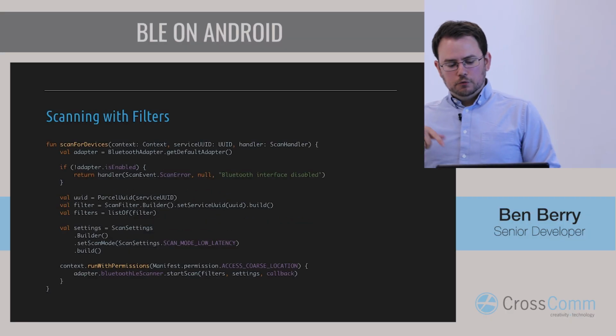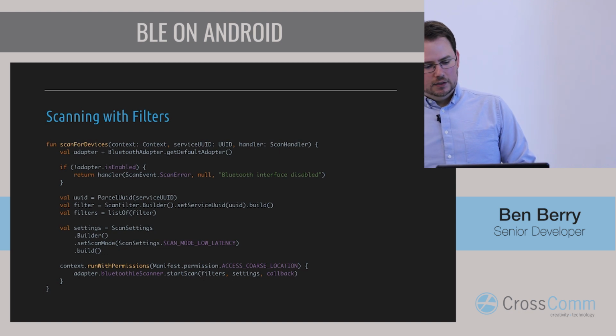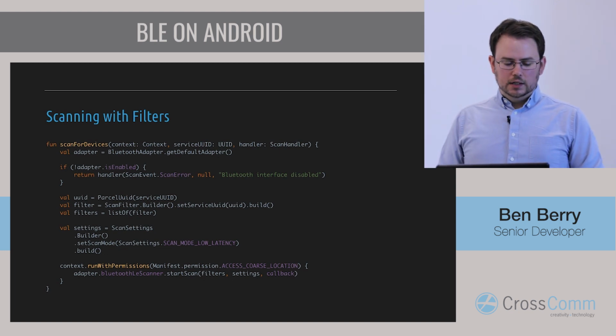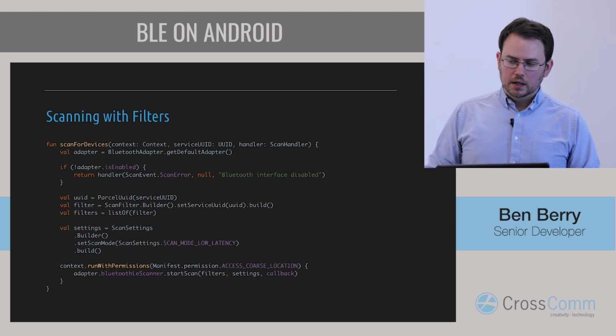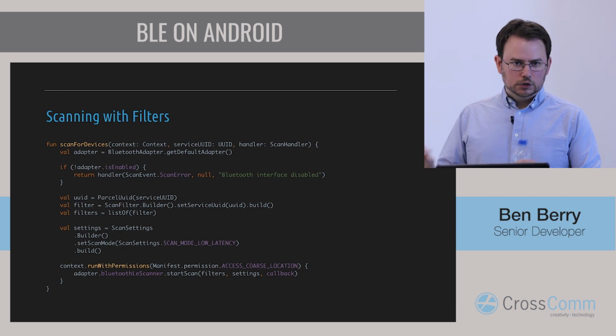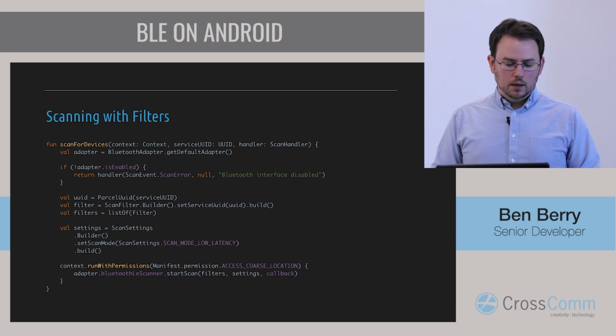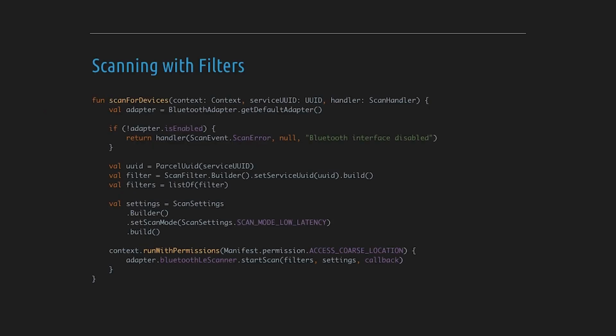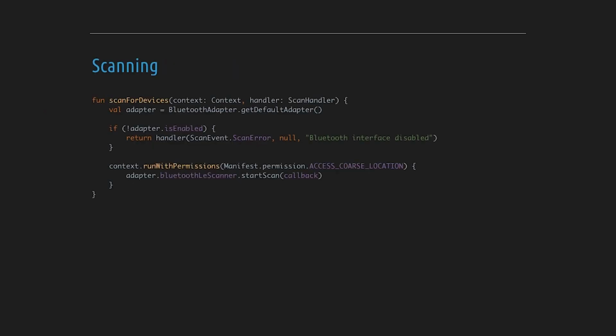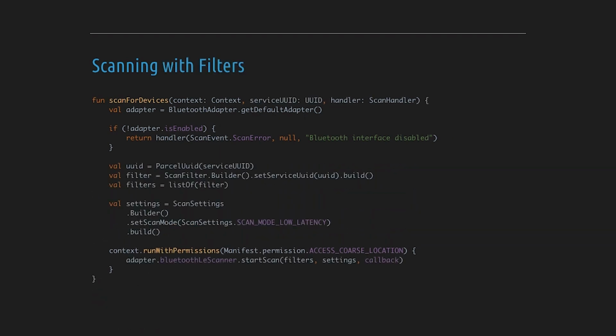Because if we want to specify filters, we also specify settings. We create a settings object here where we're basically saying make it a low latency scan, so by definition high power. And then we pass that into the second parameter, but this start scan method is exactly the same as what we just used. It's just we're giving it 3 parameters instead of 1 now. So this is the scanning process in one slide.